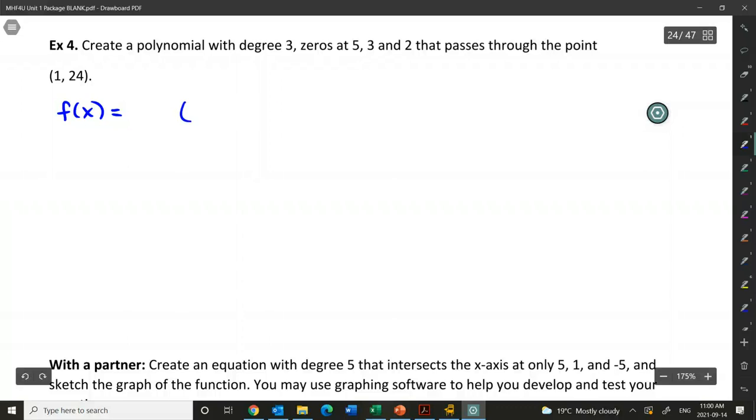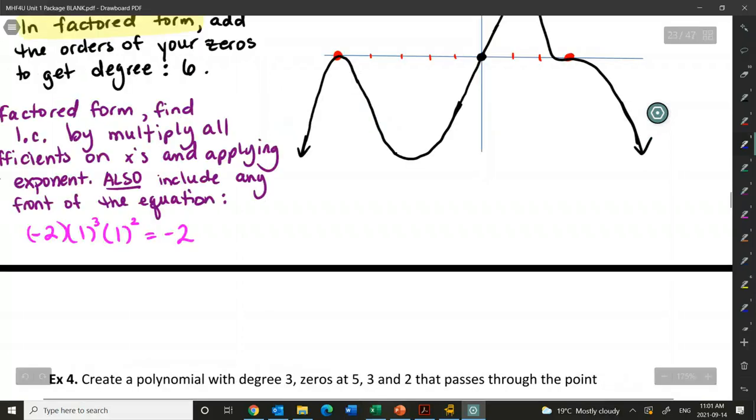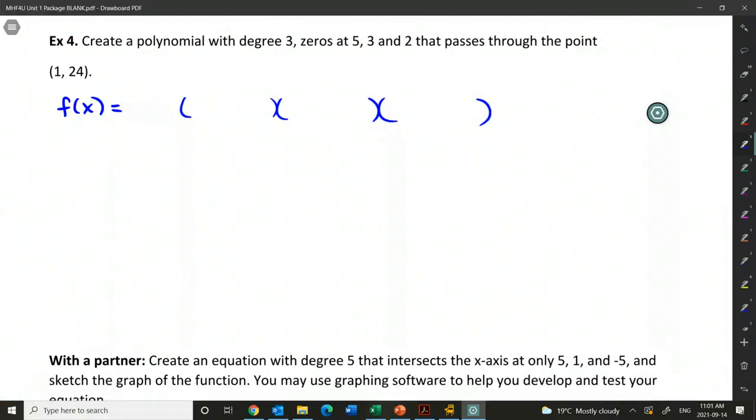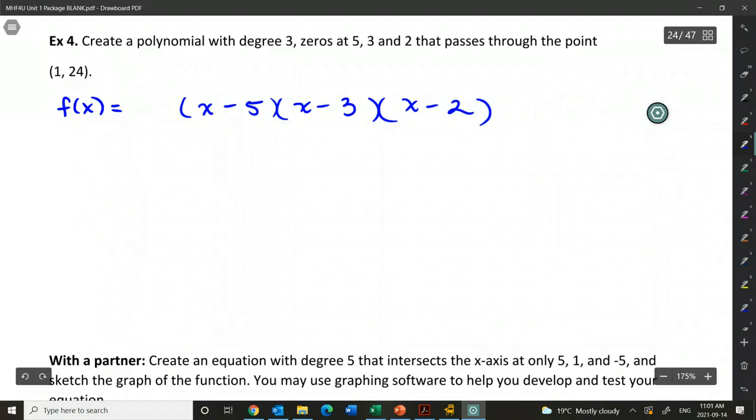Because I have 3 zeros, I'm going to have 3 brackets here. How do I put 5, 3, and 2 into my equation to represent the zeros here? What should these look like? We're kind of reverse engineering what we did up in these ones, right? Lexi? Well, you do x minus 5, x minus 3. Perfect. So we took care of those. This is going to pass through all of those. They're all order 1. So I don't need to write anything on the brackets.